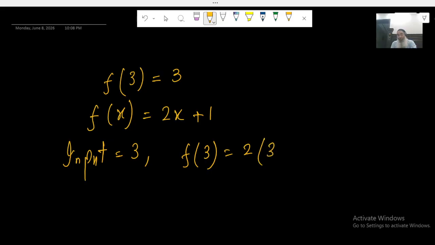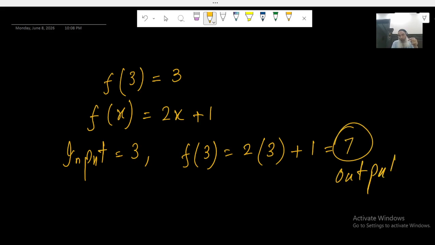The outcome isn't here yet. Now we are getting the outcome. Look, 2 times 3 is 6, plus 1 is 7. This is the outcome, or output. This is the output, not this. This is the input. So think of it like a box.